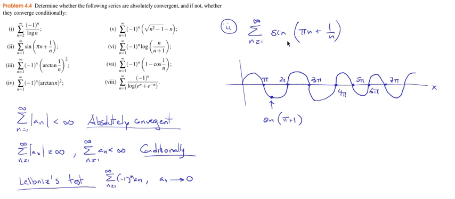Now, when n equals 2, this is the sine of 2 pi plus 1 half. So let's see, maybe it's this thing here, right? This is the sine of 2 pi plus 1 half. Now, when n equals 3, this is the sine of 3 pi plus 1/3, so maybe it's something like this, okay? Sine of 3 pi plus 1/3, and so on with 4, 5, 6, 7.